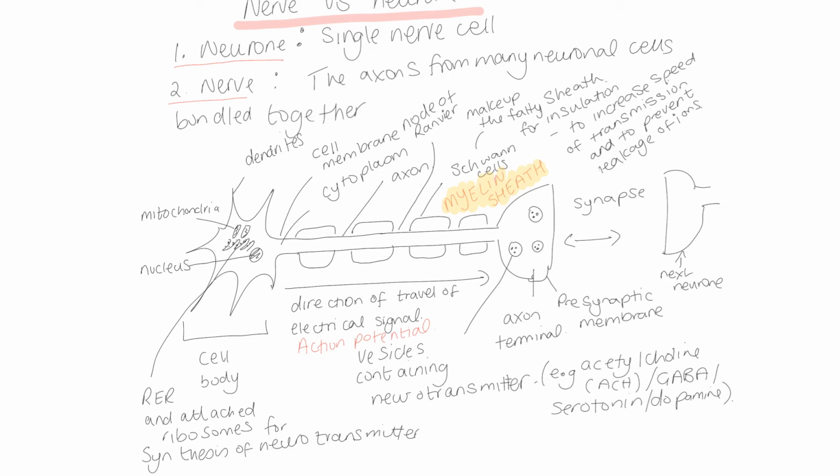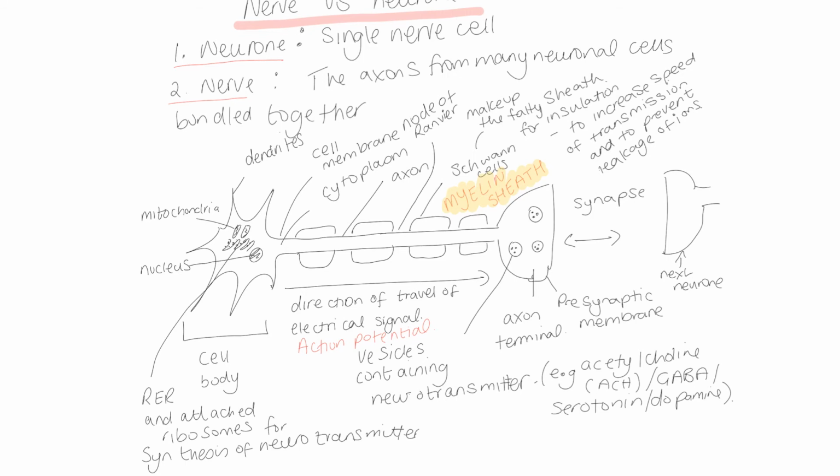This increases the speed of transmission of the action potential, and it also prevents leakage of ions out of the axon. This leakage of ions part will become important later when you learn more about the transmission and production of the action potential. But let's just think about how these Schwann cells wrap themselves around the myelin sheath.